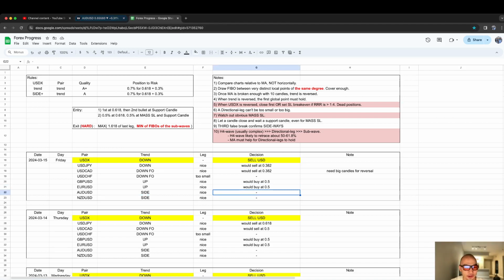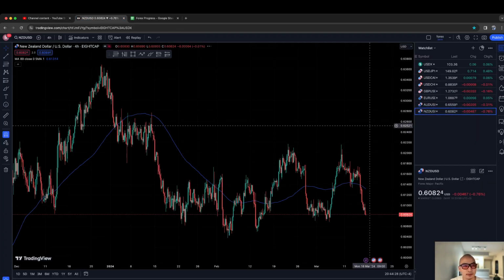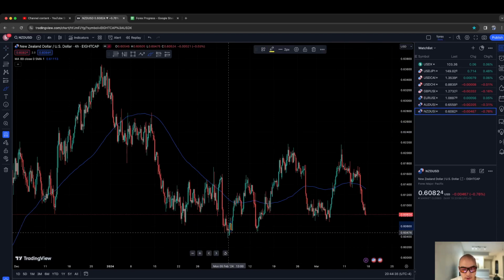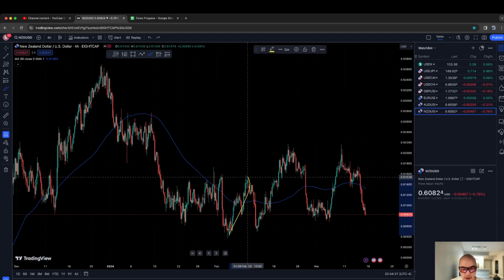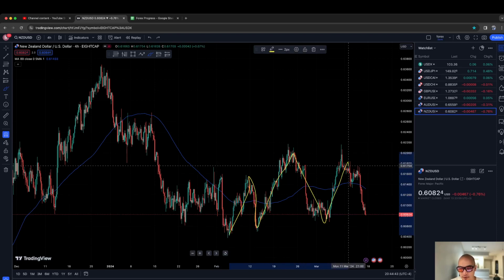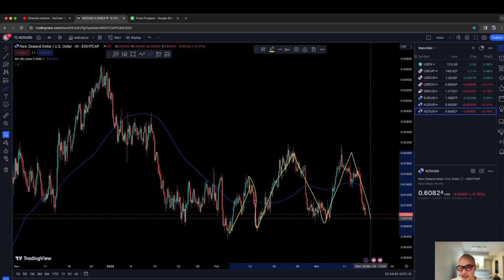New Zealand dollar USD. Okay, same story. So we have an up movement like this, market didn't go up, then a lot of candles below the moving average, market didn't go down, up, down, up, down. So it's a perfect example of sideways action.